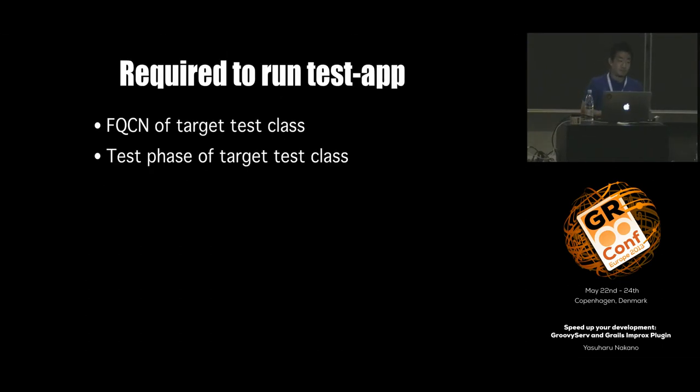Okay, as a summary, we need these two pieces of information to run a test as fast as possible. FQCN, fully qualified class name of the target test class. And the test phase of the target test class.